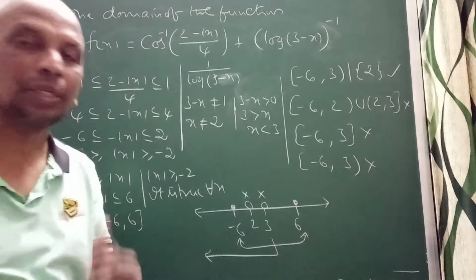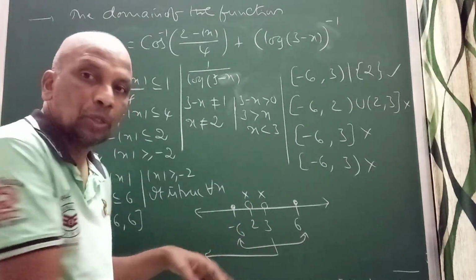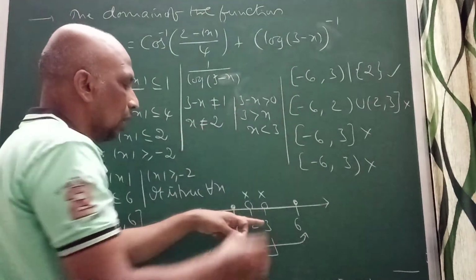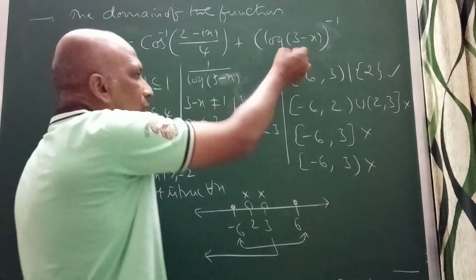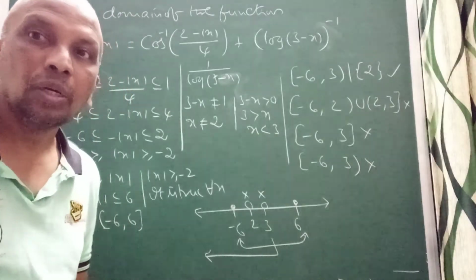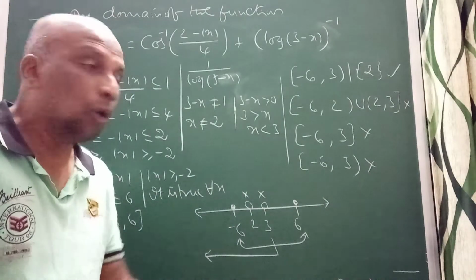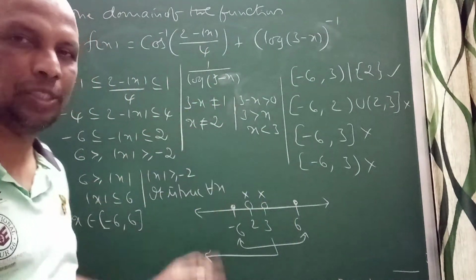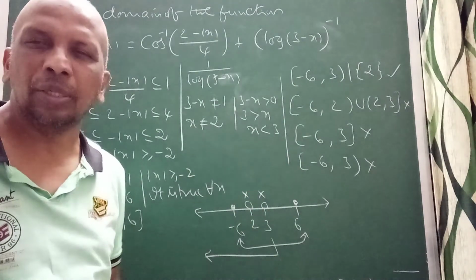So what is your answer here? The common domain is minus 6 comma 3, including minus 6, excluding 3, and excluding 2. So your answer is the first option. So in the beginning I explained how to find the answer. That is enough. But to know the procedure I explained this. Fine, we got the same answer, right?